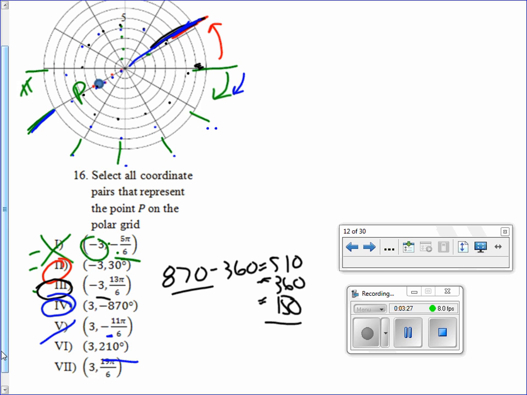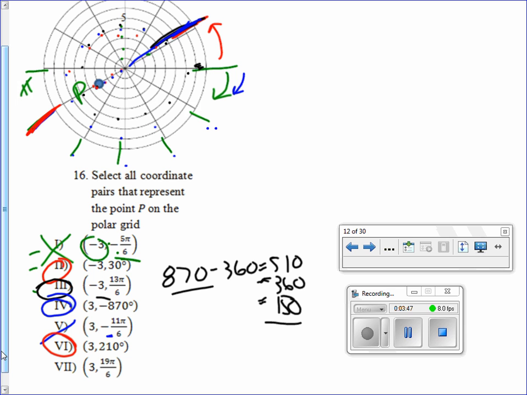Number 6, we're going to go 210 degrees. Again, each spoke is 30 degrees. Positive, so we're going to go clockwise. 30, 60, 90, 120, 150, 180, 210. So we end up on this spoke. And we're going to go out 3, which puts us at P. So that works.